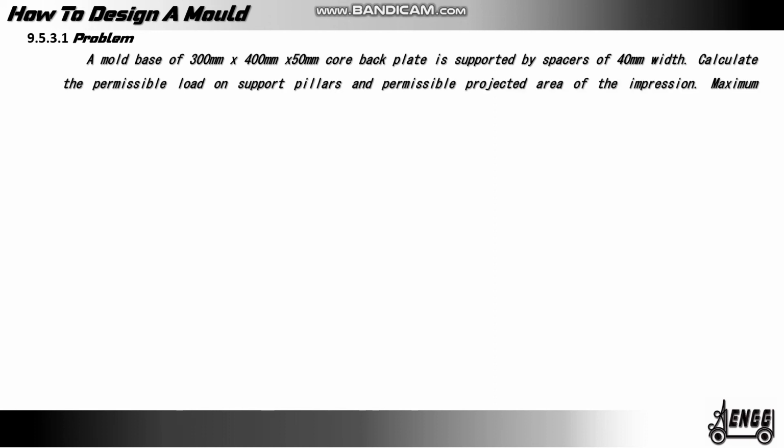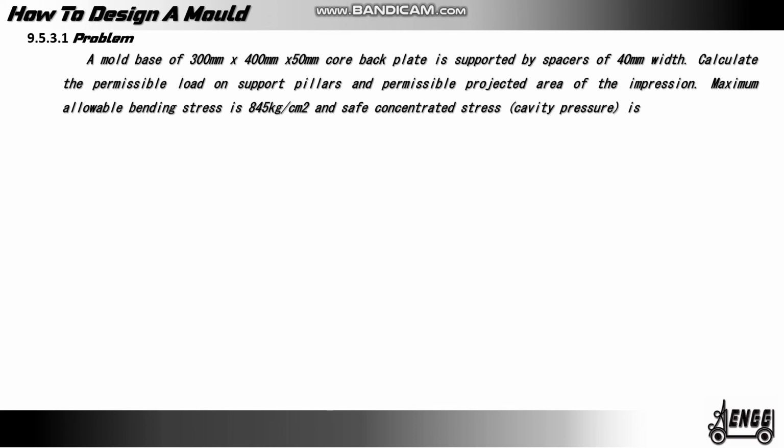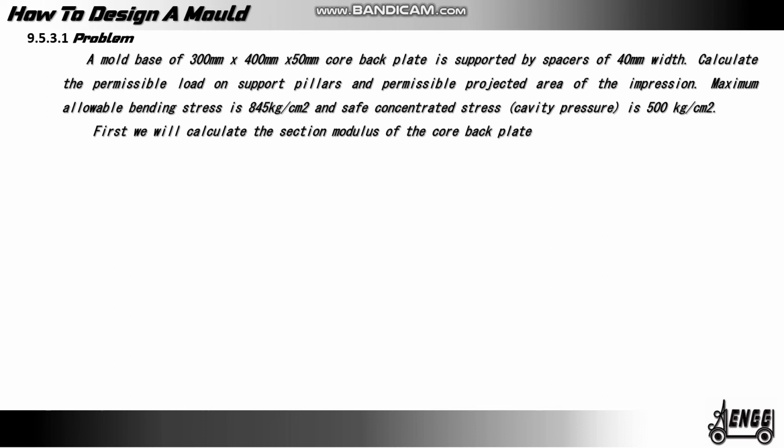Maximum allowable bending stress is 845 kg per centimeter square and safe concentrated stress in the cavity pressure is 500 kg per centimeter square. First, we will calculate the section modulus of the core back plate. Z is equal to BD square by 6. Z is equal to 40 into 5 square by 6, which is equal to 166.67 centimeter cube.